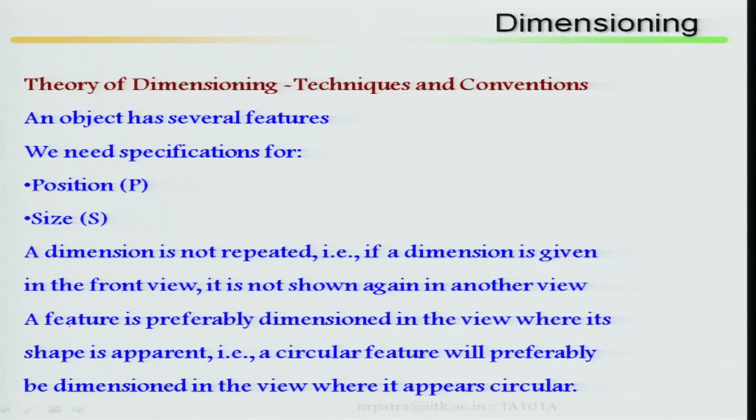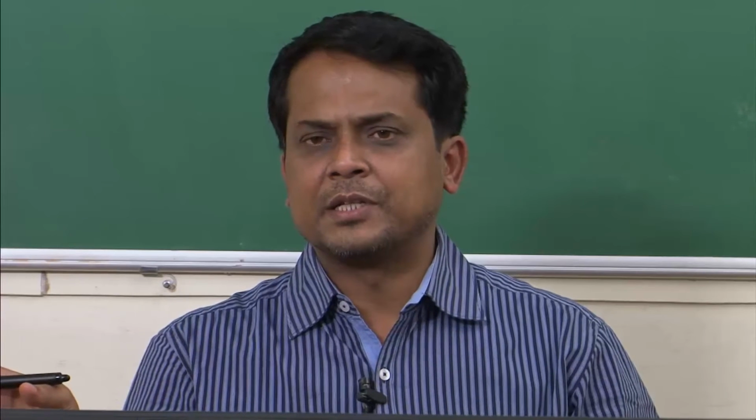I will explain. If one dimension is given in the front view, it is obvious that the same dimension in the other view will be the same, so it should not be repeated. A feature is preferably dimensioned in the view where its shape is apparent, that is, a circular feature will be dimensioned in the view where it appears circular. If it appears as an ellipse in another view, then you cannot give the circular dimension on an ellipse.